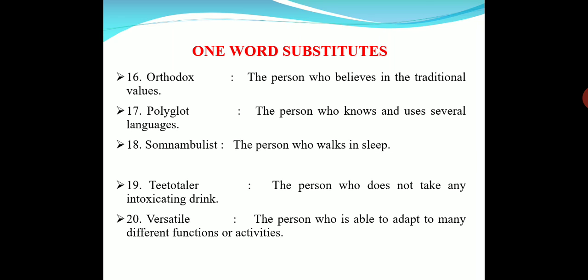Somnambulist. Somnambulist means the person who walks in sleep. Some people they walk in sleep. It is a psychological disorder actually because of so much stress and strain. He or she is habituated to walk in sleep. And teetotaler means the person who does not take any intoxicating drink is called as teetotaler.